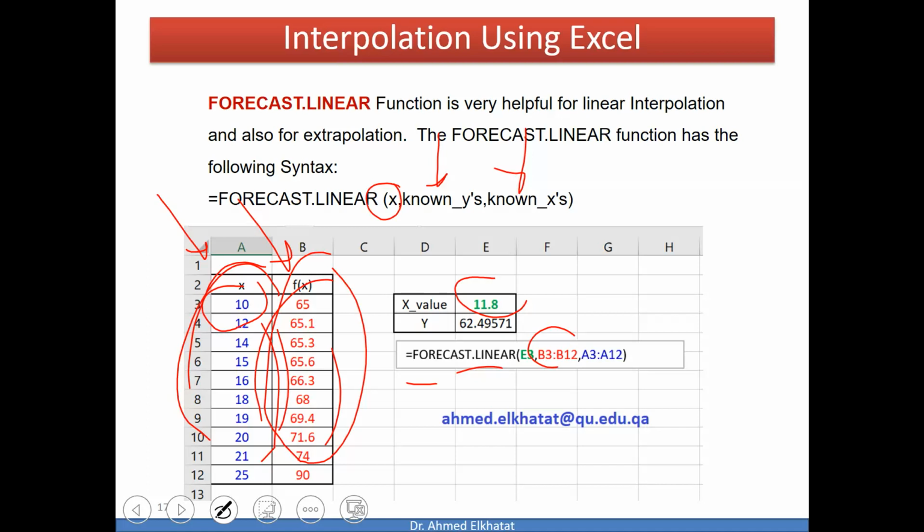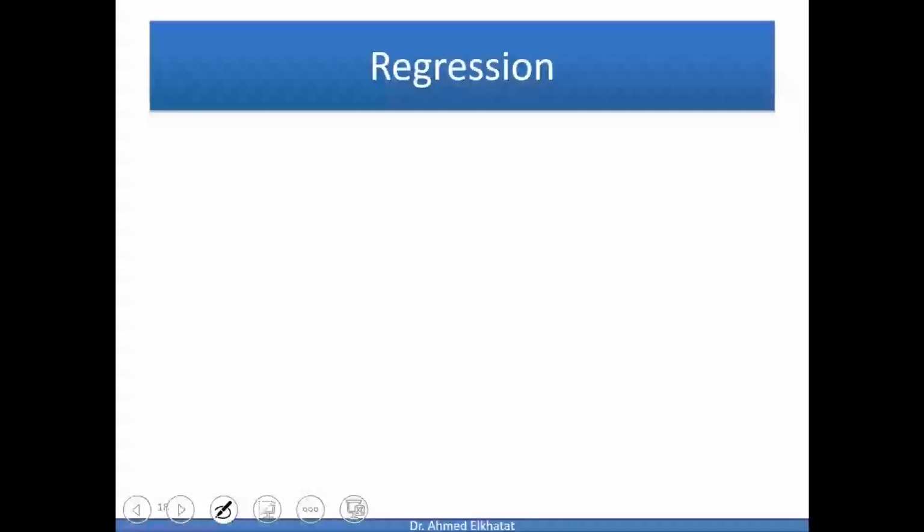So then it will give you the value of y. So this is how to use forecast linear to predict the value of x. Now let's talk about regression. What's regression? Regression is to find the best fit line between x, y data.